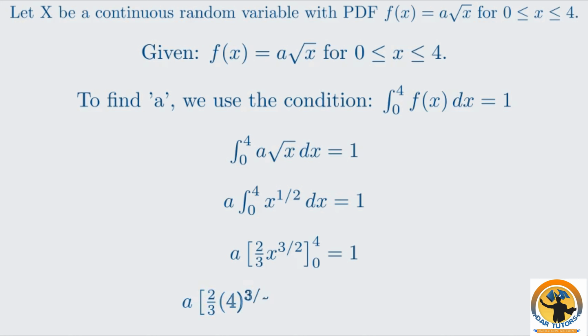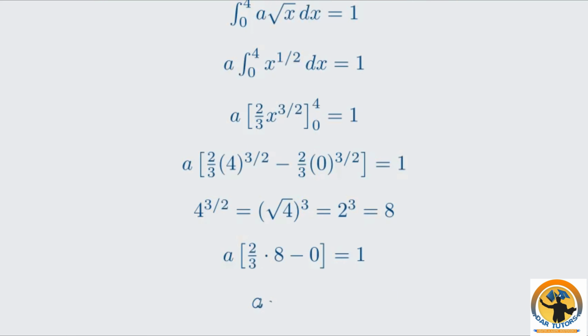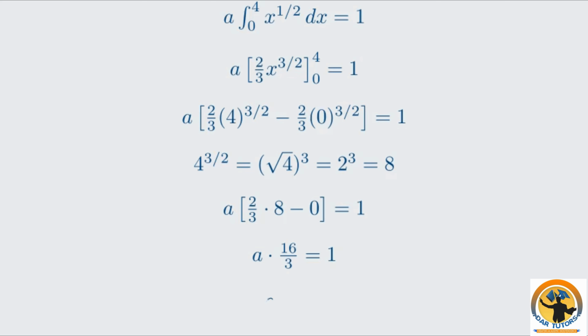At x equals 0, it's just 0. At x equals 4, we have 2/3 times 4 to the 3/2. Let's simplify. The square root of 4 is 2, and 2 cubed is 8. So we have 2/3 times 8, which is 16/3. So a times 16/3 equals 1. This means a must be 3/16. Once we have a, we can use the full PDF to solve for probabilities, just like in our previous example.